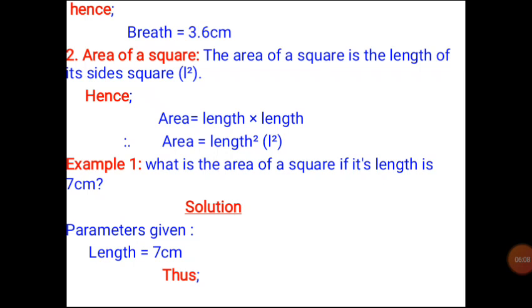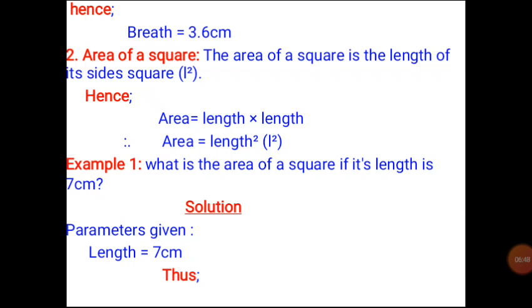The area of a square is the length of its sides squared. That is, when you have the length of the side of a square in 2 places, that is raised to power 2, and you have it as the area of the square. Because the sides of a square are equal, that is why you have it as length squared. Hence, area equals length times length, and area equals length squared, L squared.